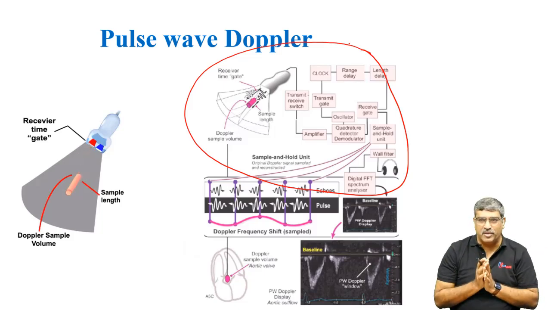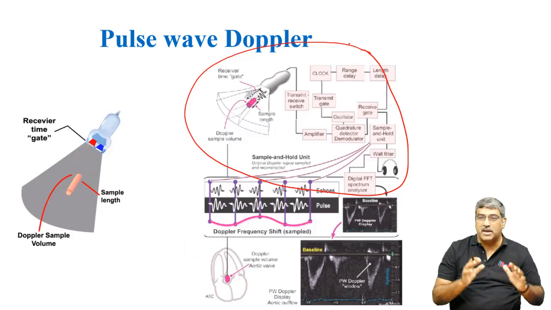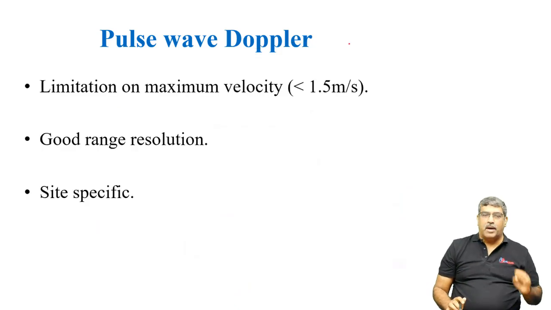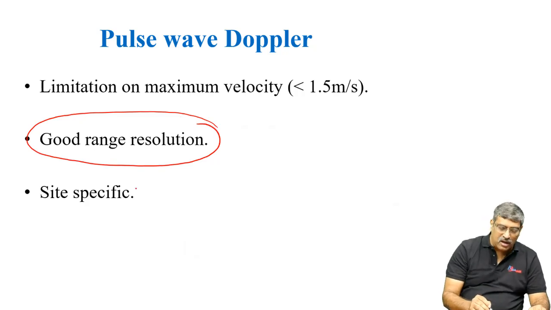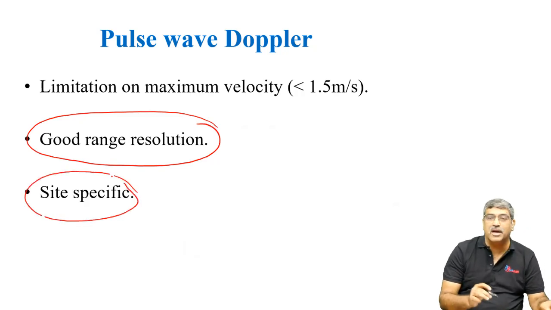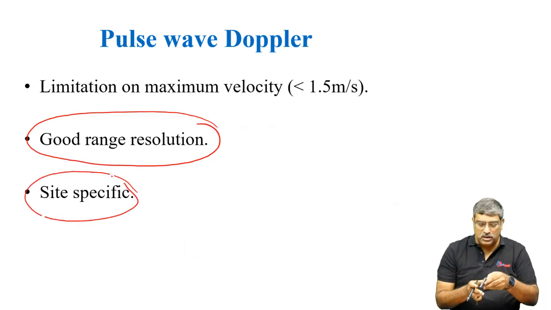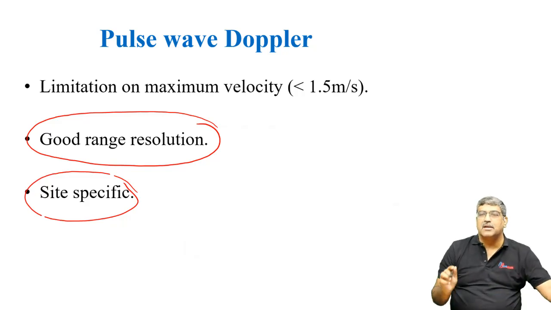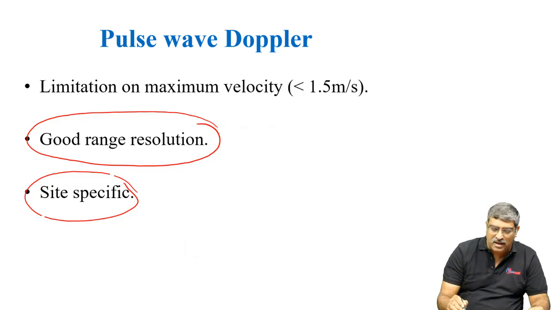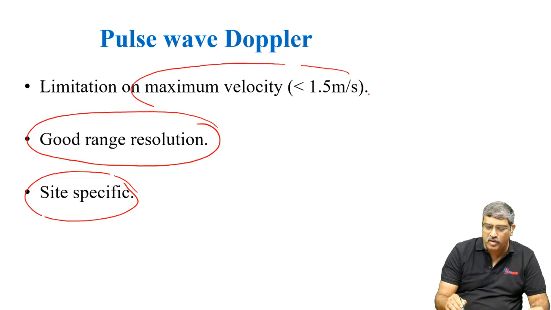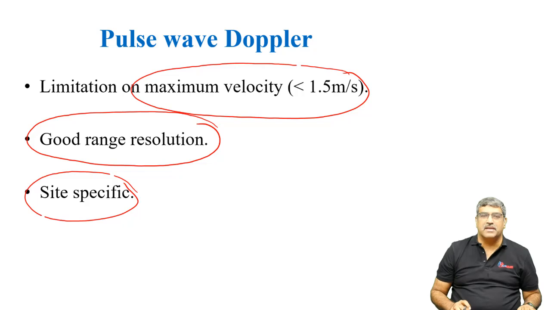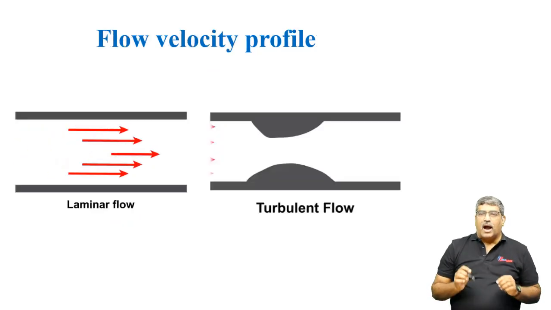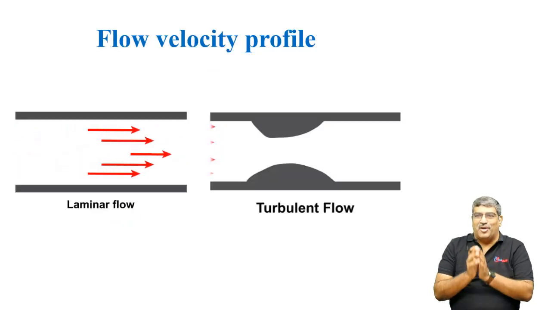you get the image. So pulse wave is more complex than continuous wave, but it gives a good range resolution and you can find out the site where the maximum velocity comes into picture. The disadvantage is that the limitation on maximum velocity is going to be less than 1.5 meter per second. And we are looking at the velocity.